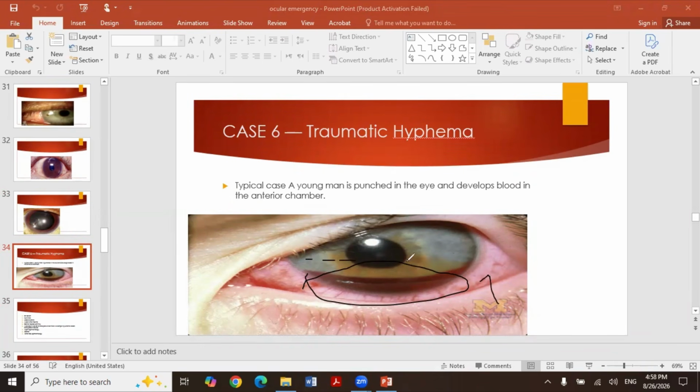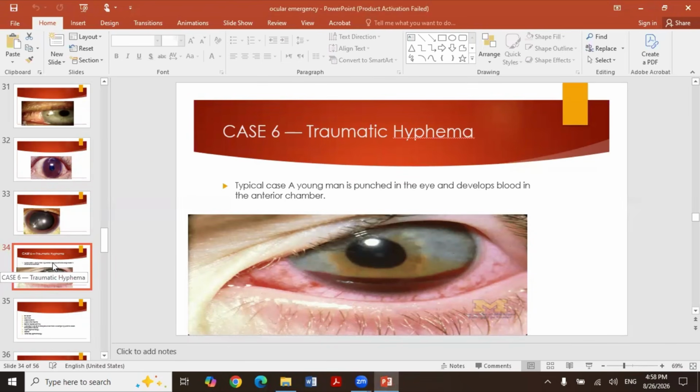If it reaches the pupil, about half of the anterior chamber, this is grade 2. More than half, this is grade 3. And if it's a total hyphema, we call it an eight-ball hyphema. This is grade 4, and this is the top emergency. Any hyphema is an emergency and you should call the ophthalmology as soon as possible.